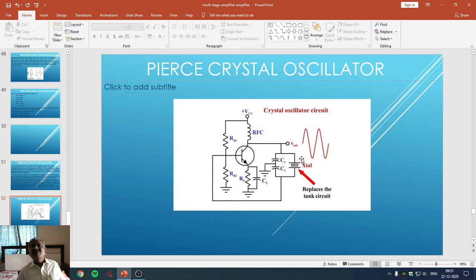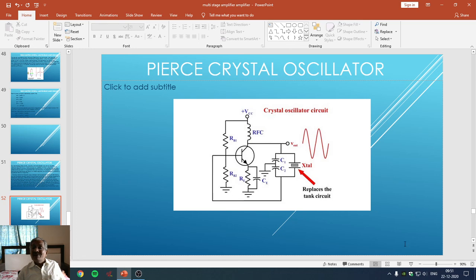Such crystals are used to generate frequencies, especially for microprocessors and microcontrollers, as the clock frequencies. But there it generates a square wave. It can be used in that particular mode, but now it is capable of generating sinusoidal oscillations. So that's why we can say this is a sinusoidal Pierce crystal oscillator.